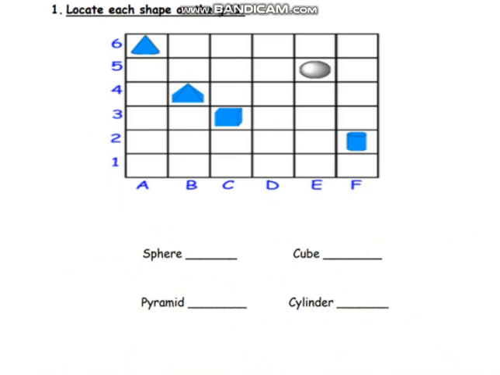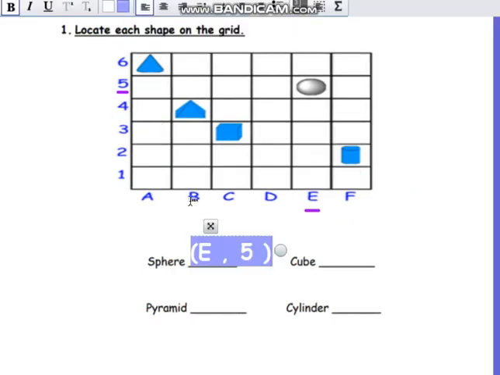Let's try to locate each shape on the grid and write the location downwards. Number 1. Where is the sphere? The sphere is on letter E on the x-axis and on number 5 on the y-axis. The pyramid is on letter B on the x-axis and on number 4 on the y-axis. So we open the parenthesis, write letter B, comma, then number 4 and close it.